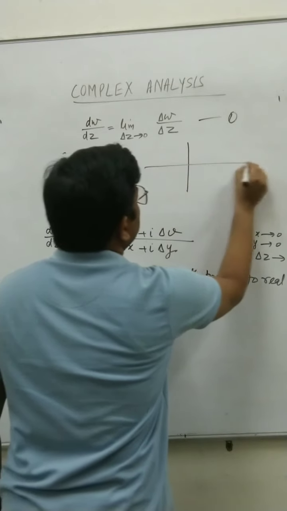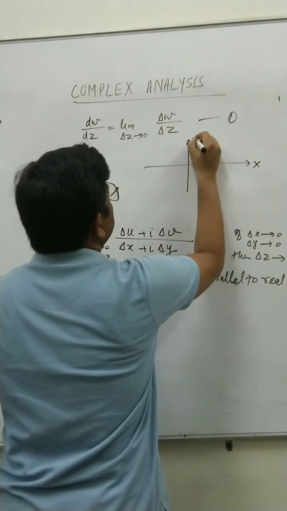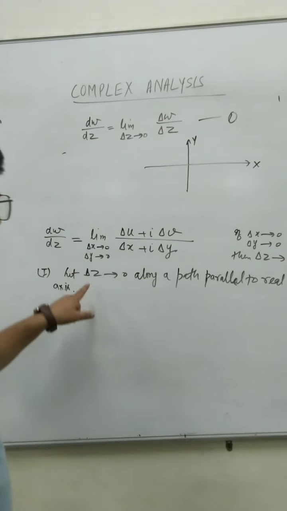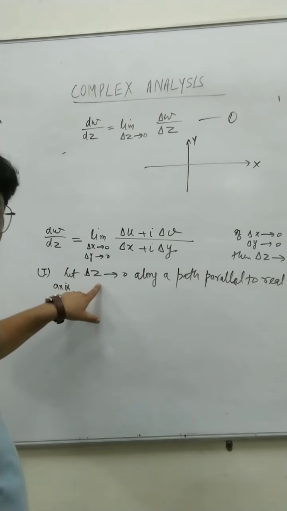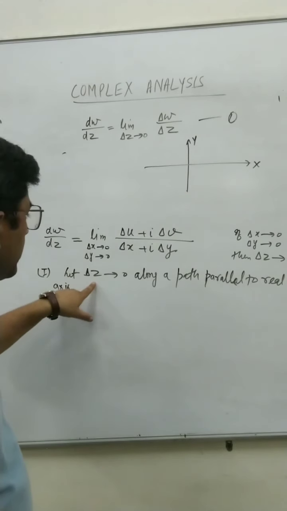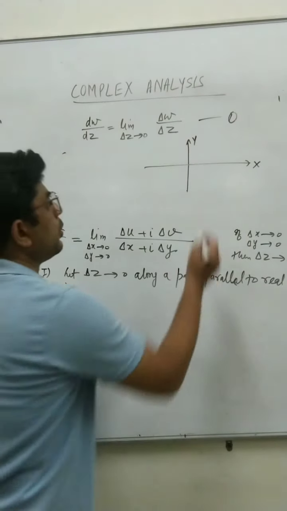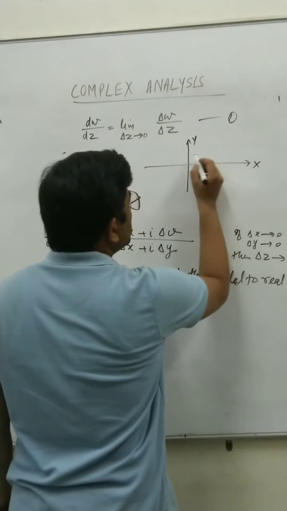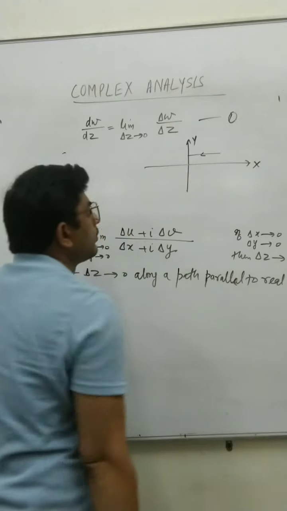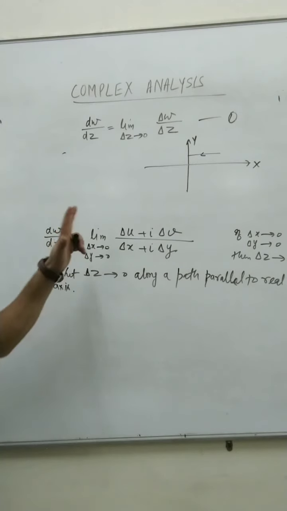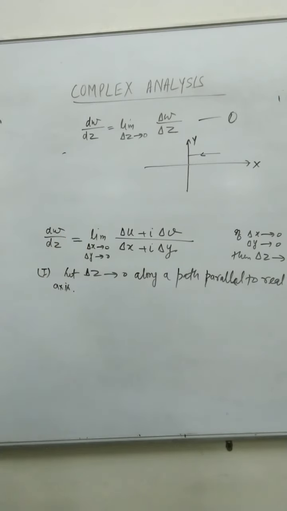Suppose this is the x-axis and this is the y-axis. Now we are taking delta z tends to 0 along a path parallel to the real axis. So parallel to real axis means we are taking a path parallel to the real axis.